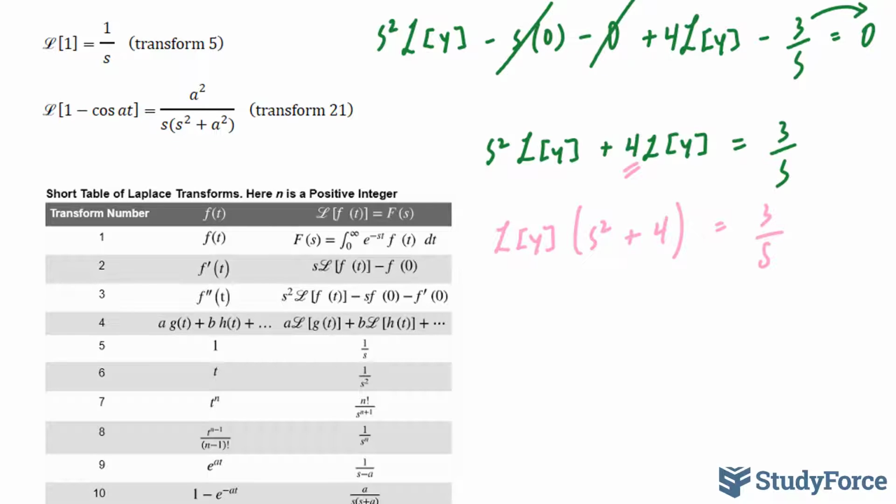One last step to isolate for the Laplace transform of y. I divide both sides by s squared plus 4, and this gives me the transform of y is equal to 3 over s times s squared plus 4. Step number 2 is accomplished.